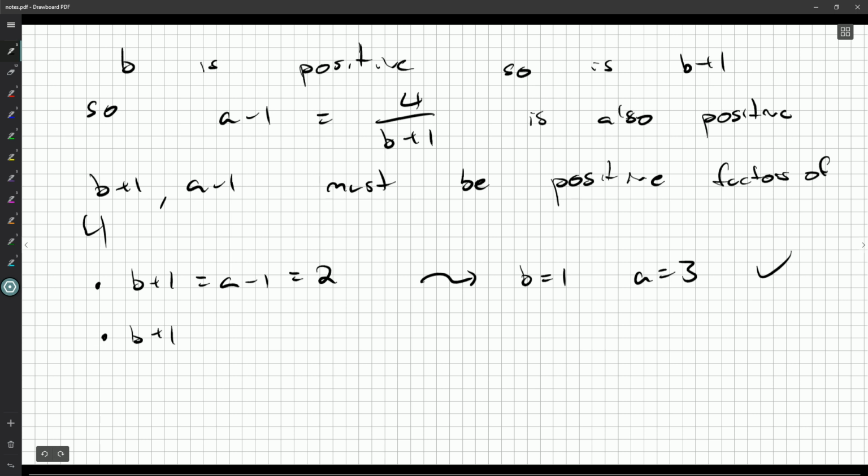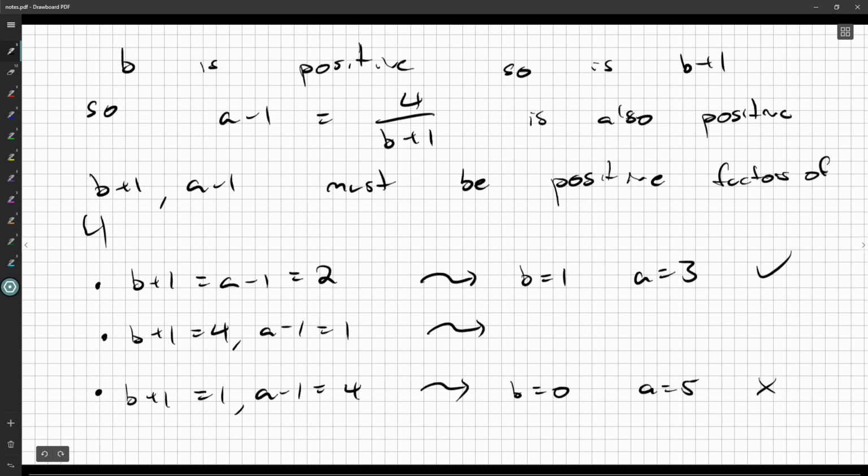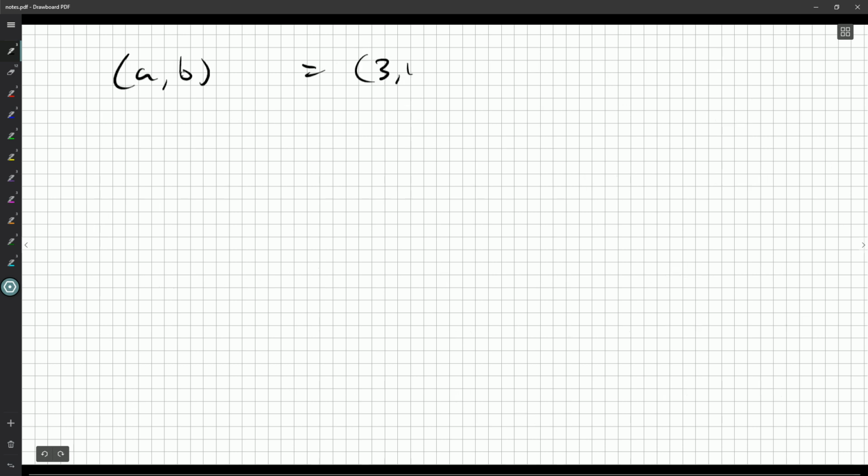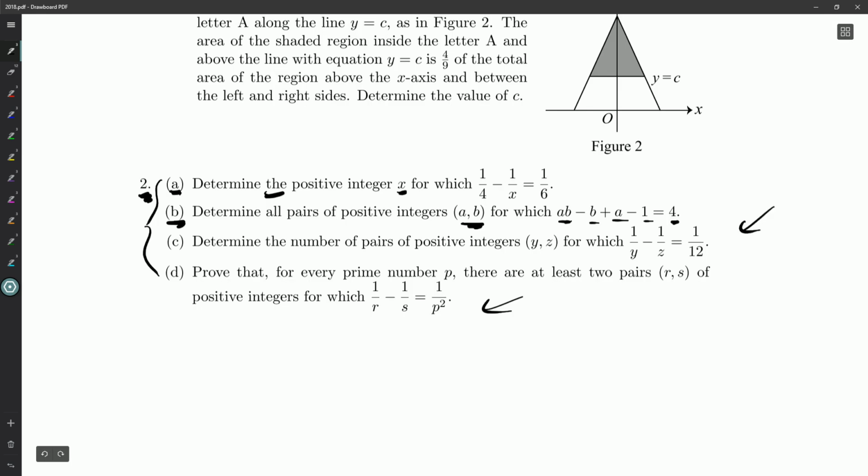We can have b plus 1 is equal to 4, a minus 1 is equal to 1. Or we could have the opposite. Now, if that's the case, b will be 0 and a will be 5. That doesn't work because b is not positive. But over here we can have b is 3 and a is 2, and both of those are positive, so they work as well. So to summarize, a, b is either 3, 1 or 2, 3. All right, so that finishes part B quite nicely.